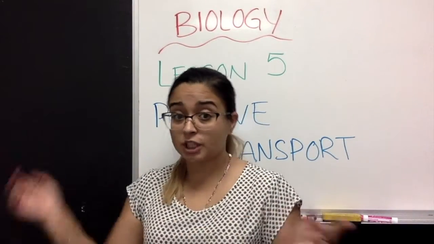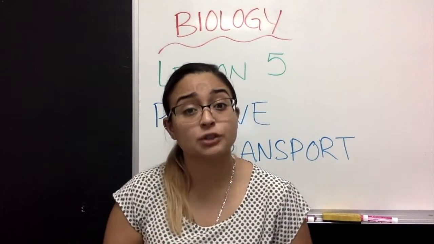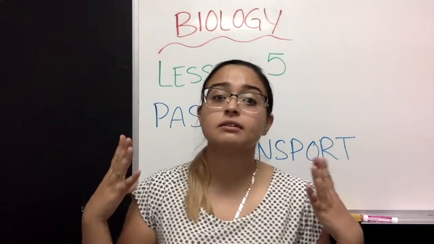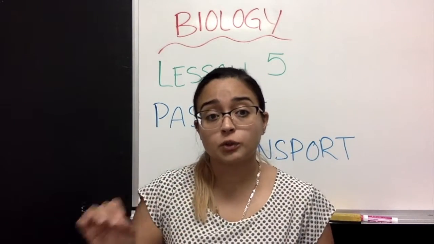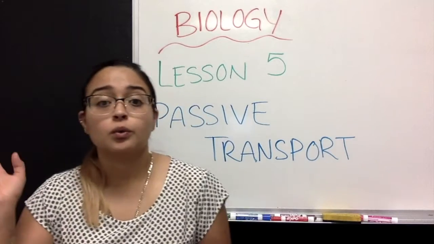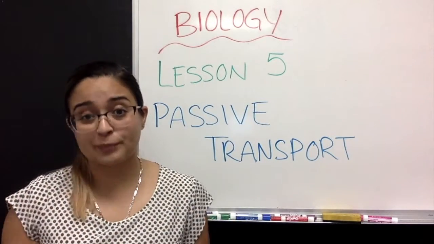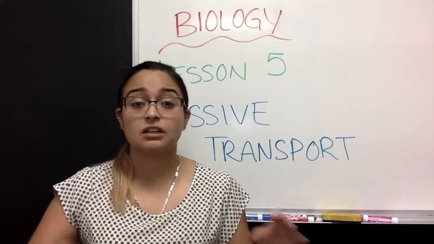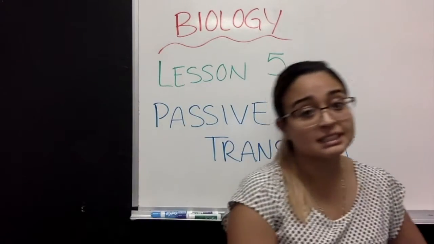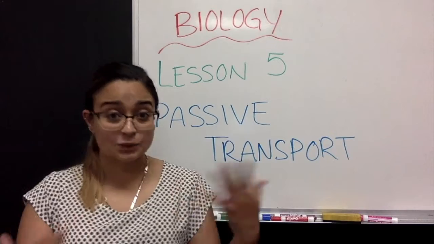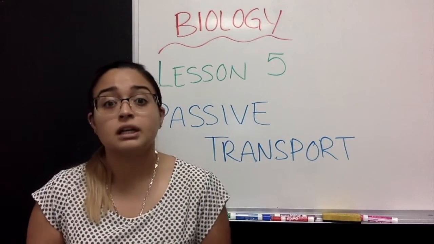Last class we jotted down in our notes that passive transport is the movement of molecules through the cell membrane without the use of energy. So again, the cell membrane is like the doorway of the cells. It is the outer covering. It is what controls what goes inside the cell and outside the cell. That's why I say it works like a doorway.